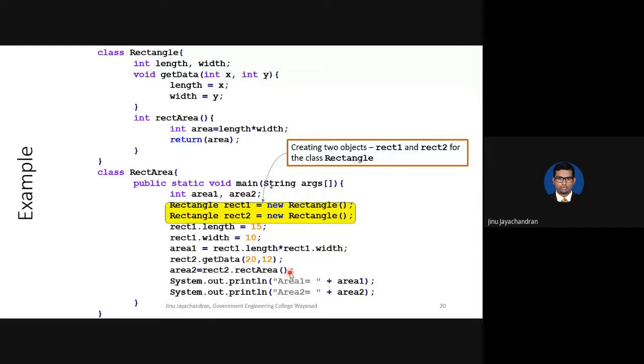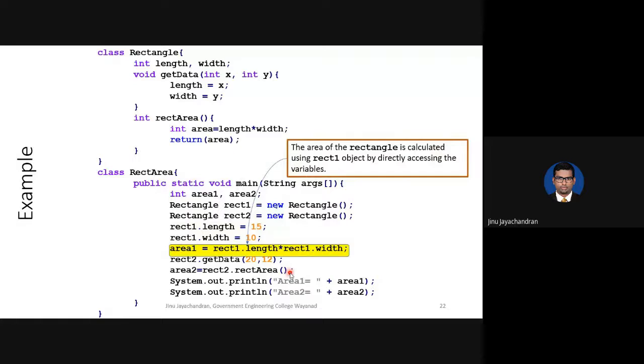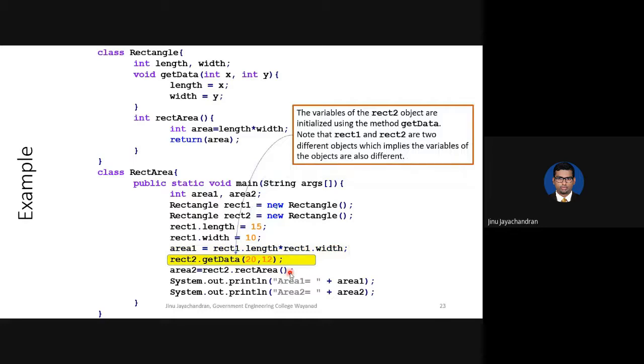In this class, you have created two objects, rect1 and rect2, and you have assigned the values 15 and 10 for length and width in the object rect1 respectively. Then you calculated the area by directly accessing length and width. And then instead of directly accessing length and width, using the object rect2, you are calling the function getData, passing the arguments and assigning the values for length and width.